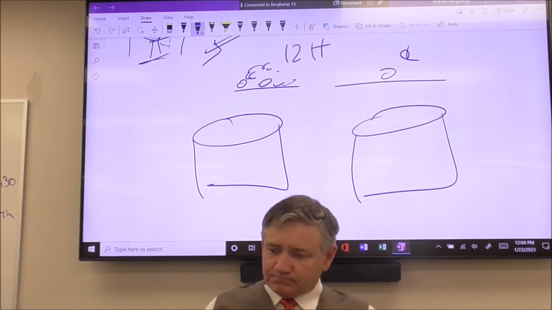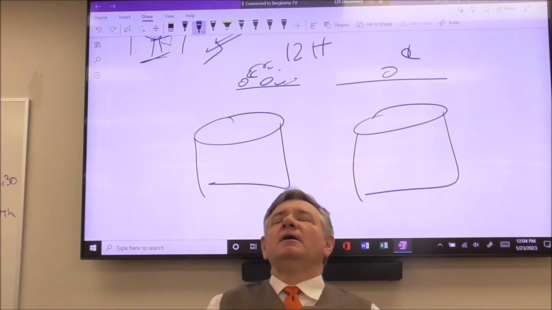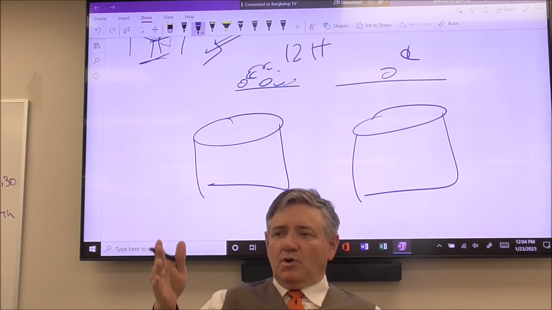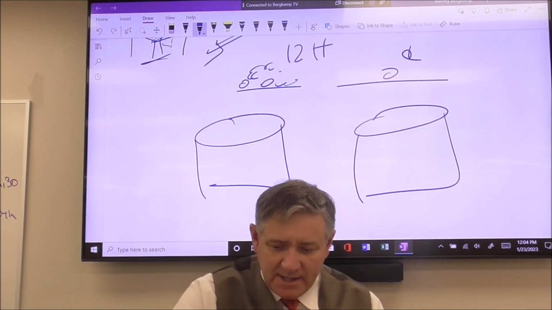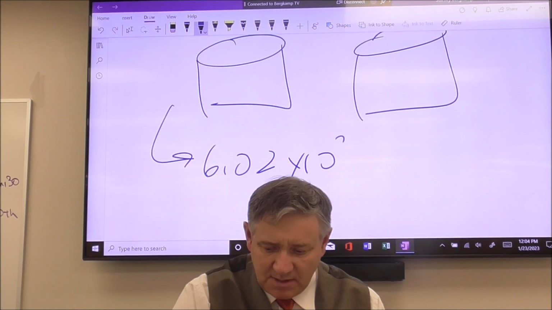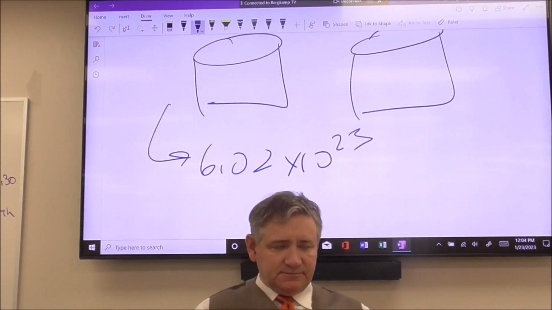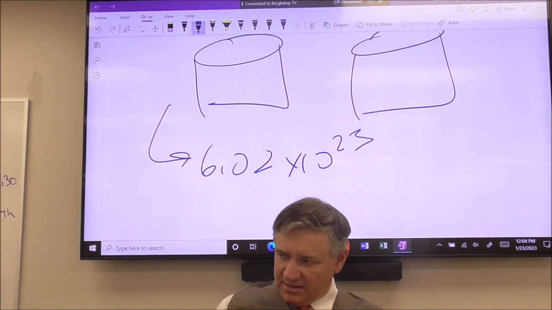Okay. But so here's where grams plays into this. One of the mortal questions is, why is Avogadro's number 6.02 times 10 to the 23rd and not 10 or 20 or 1,000? And here's what you have to understand.